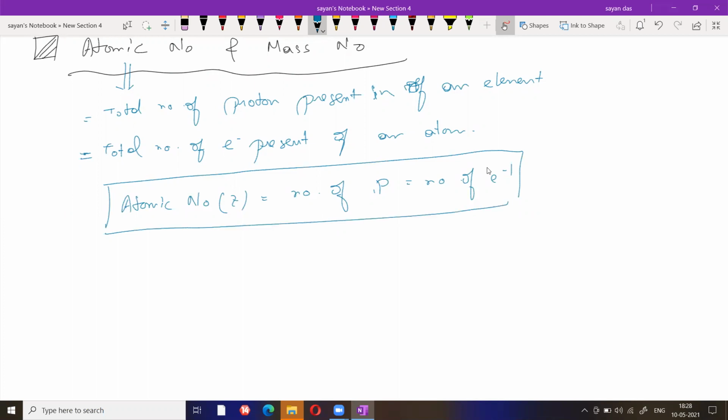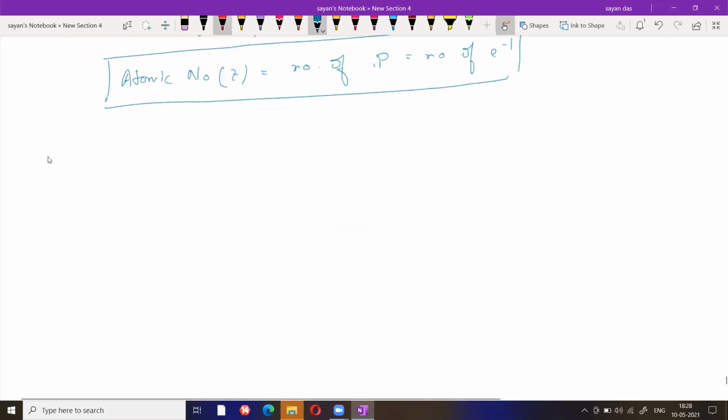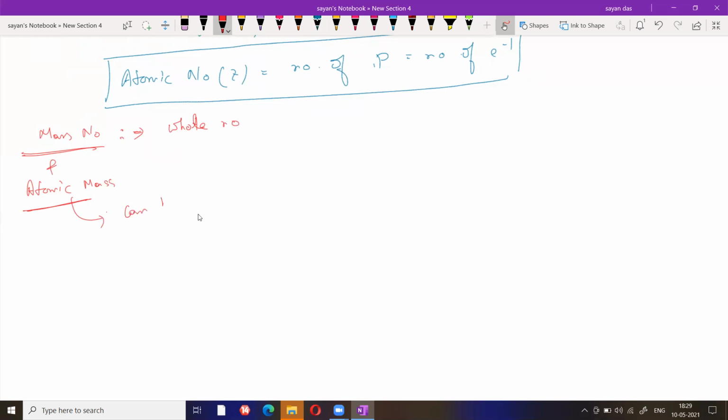Now, what is the mass number concept? What is the difference between atomic mass and mass number? Tell me. Remember one thing, mass number is always a whole number. But atomic mass, not atomic number, atomic mass, can be fractional also.